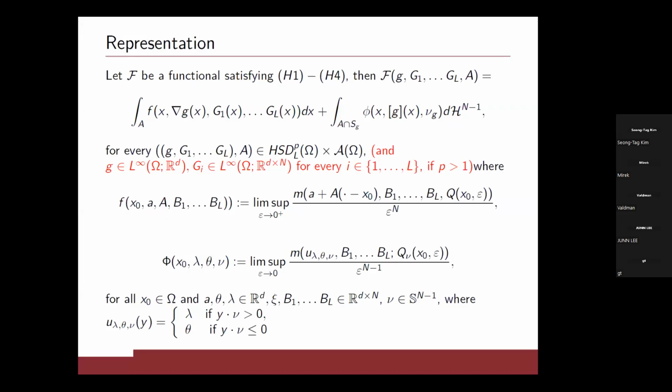The representation is very well proved when P is equal to 1, and there are some technicalities and some restriction in the case where P is bigger than 1. So namely, the fields capital G and Gi have to be L infinity. This is a restriction for this theoretical approach, but it is not for the description of our relaxed functional.